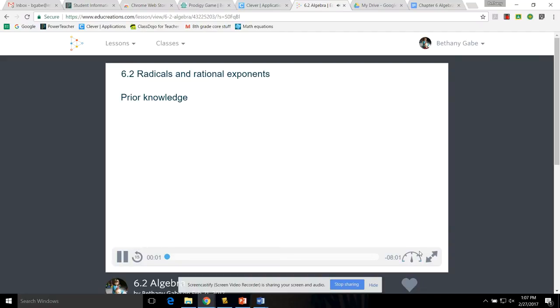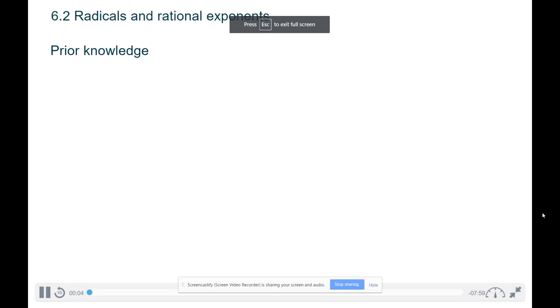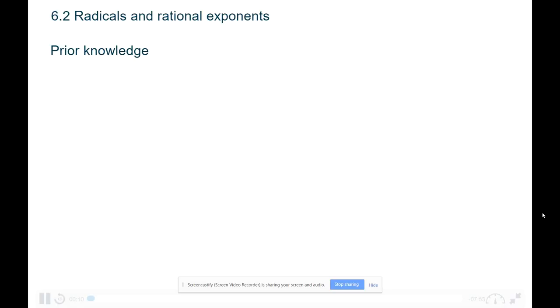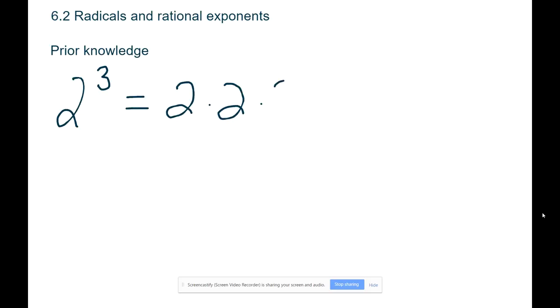Okay, so 6.2 is on radicals and rational exponents. First, let's review a little bit about what you already know. First of all, we should know that this is something like 2 to the third power, or 2 cubed. And then that would be 2 times 2 times 2.